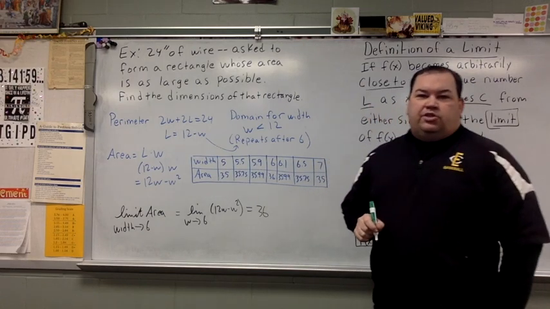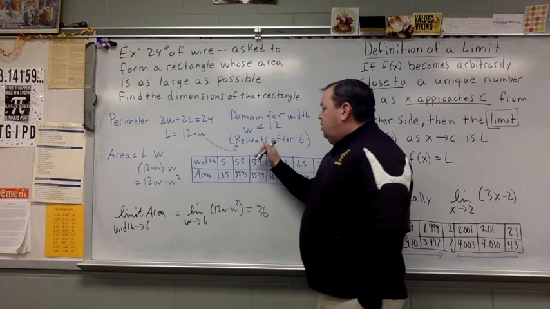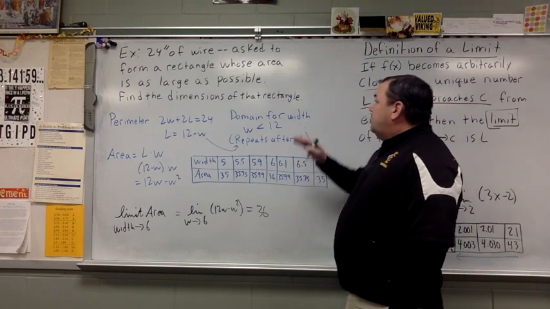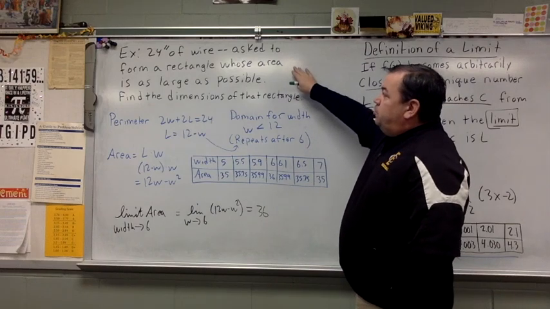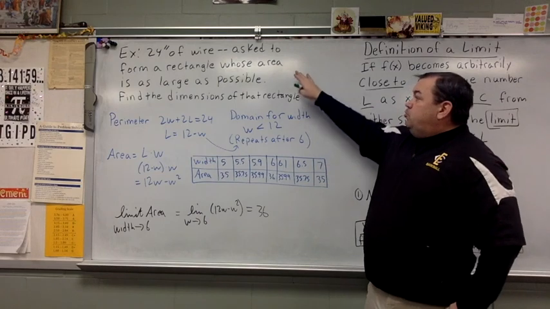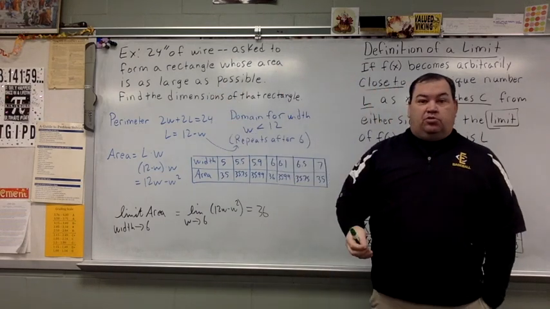As we begin our discussion on limits, let's go back to an example of maximizing and minimizing that we've done in the past. The example here is 24 inches of wire, and you're asked to form a rectangle, but you want to make the area as large as possible. They want to know what dimensions you should use.